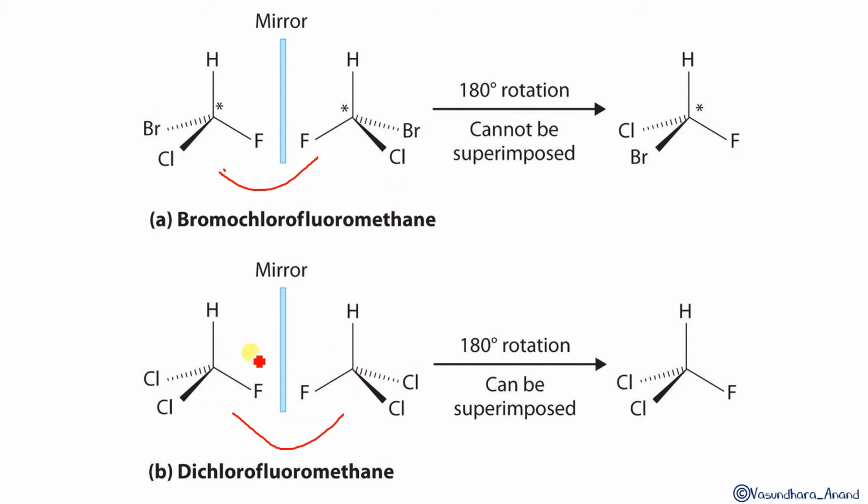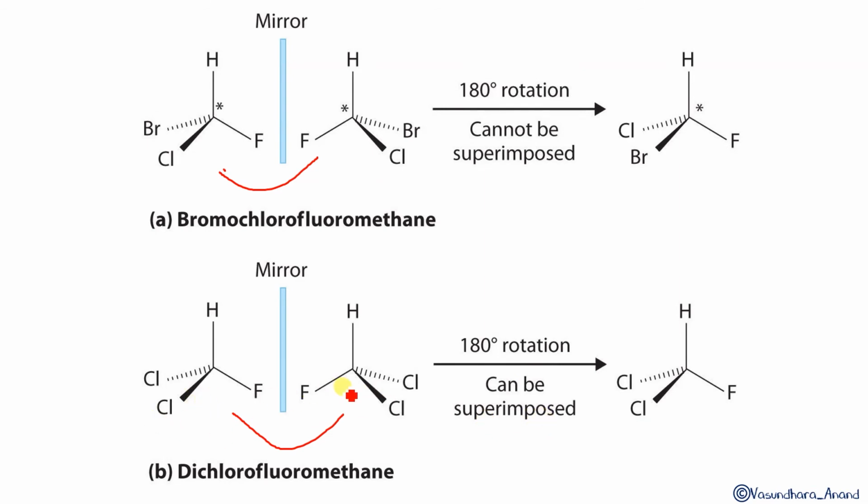Whatever mirror image we are getting, we have to rotate it by 180 degrees and then check whether it is going to superimpose or not. First we will check this, and second we will rotate by 180 degrees and check. If in both cases it is not going to superimpose on the other, then only will it be called enantiomers. Here it is going to superimpose, so that means it can be superimposed.